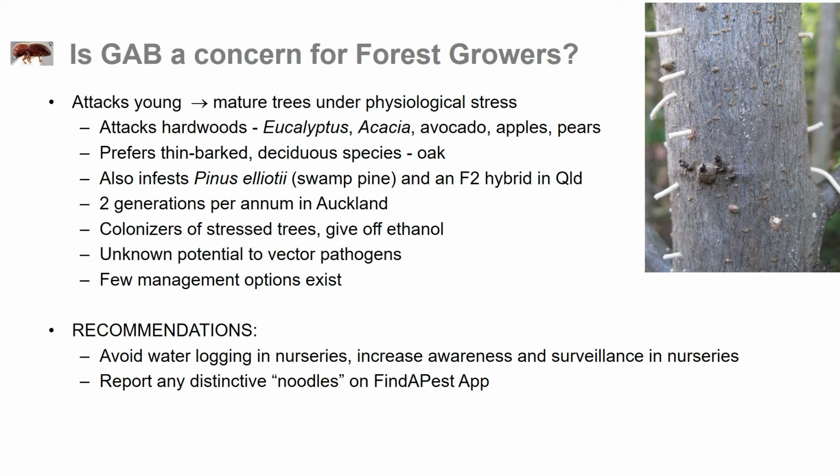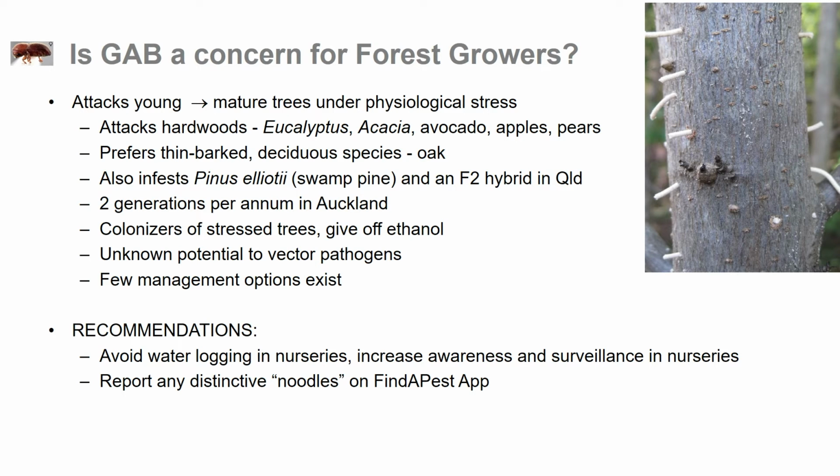So how much of a concern is GAB for forest growers? Well, GAB attacks any trees from very young to mature trees, but particularly those under physiological stress. Luckily, it's not a known pest of Pinus radiata or Douglas fir. It prefers hardwoods, especially thin-barked deciduous species, including eucalyptus, but also acacia, avocados, apples, pears, and species such as oak. It has a wide host range.